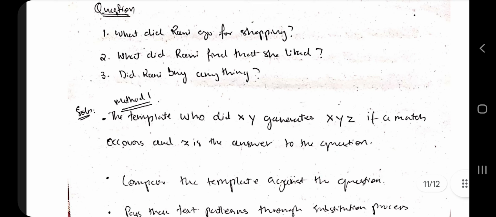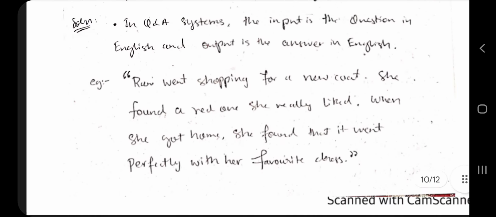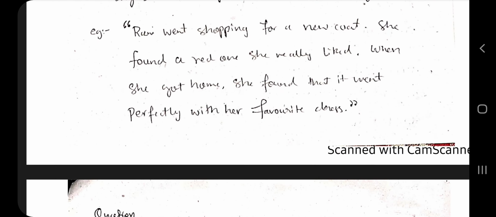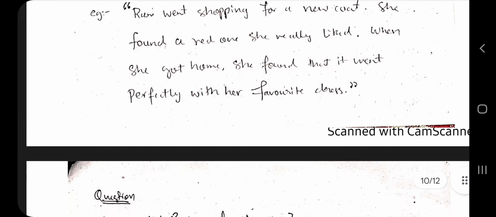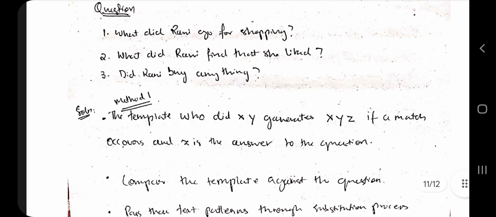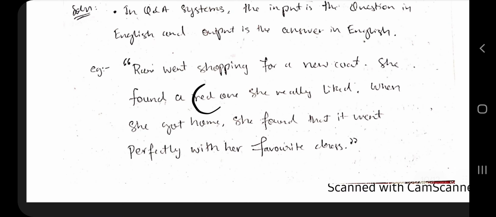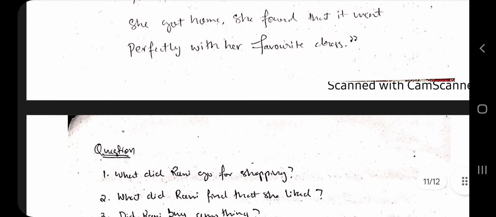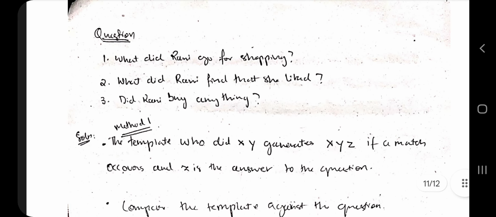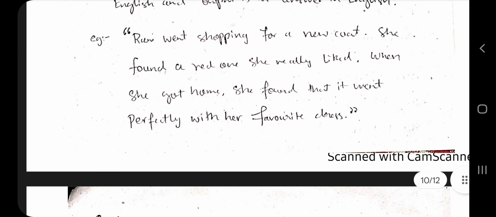The second one, what did Rani find that she liked? Okay, so found a red one she liked. So red one is the answer for this one. Okay. Then by using a complex technique, we can even find out what the red one is, and it will be matched to new coat, so it will be the new red coat. Okay. Did Rani buy anything? This is a very complex question, like it's not specified here whether Rani bought anything or not.